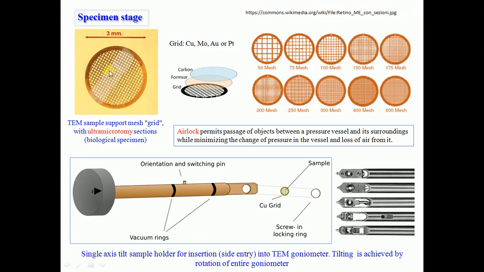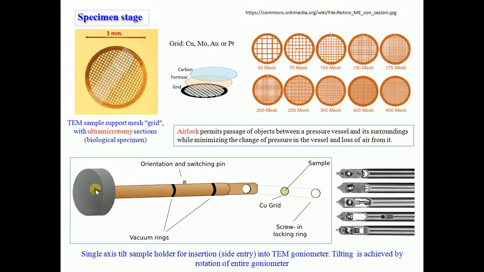So TEM samples are supported on a mesh or grid. And here, those who are watching this lecture on computer may see a whitish type of sample. Can anybody tell me, those who are seeing on computer, can they see this sample? White colored sample, this one? Yes, sir, you can see the sample. This sample is kept on a mesh, and this sample is cut with the help of an ultramicrotome. This is a biological specimen, and these meshes are kept in this sample holder.